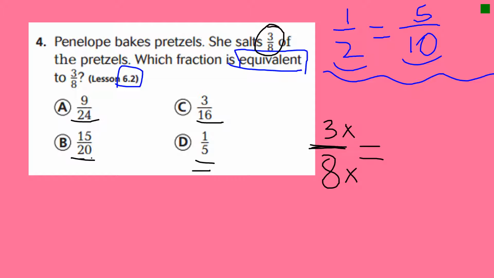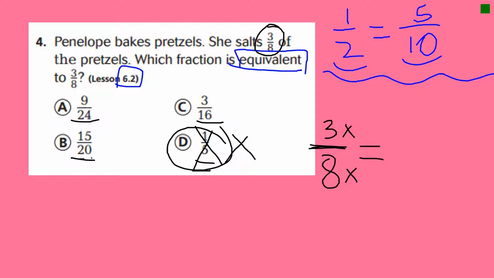Because remember, you can either divide the top and bottom by the same number, or multiply the numerator and denominator by the same number to get an equivalent fraction. So I have a feeling this is multiplying, because let's look at D for a second. Can we divide 8 by a whole number to get 5? No. D, goodbye. You are out. So 3 times something and 8 times the same number. Well, let's check A.